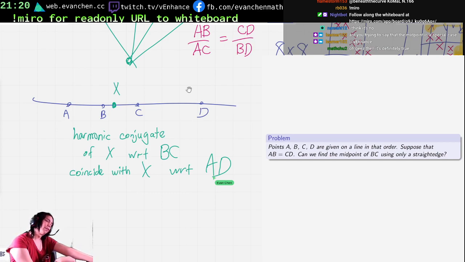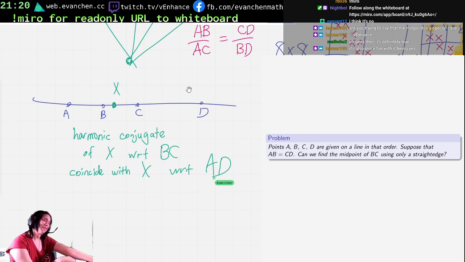Anyone know how DIT goes? Because I don't. It's some stupid involution. There's gonna be some stupid involution thing.